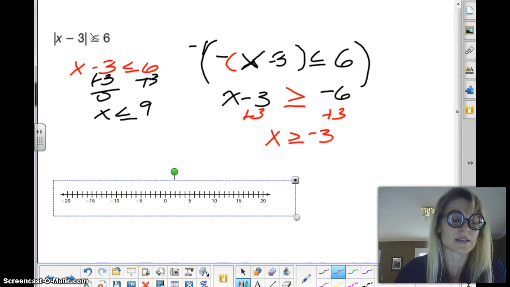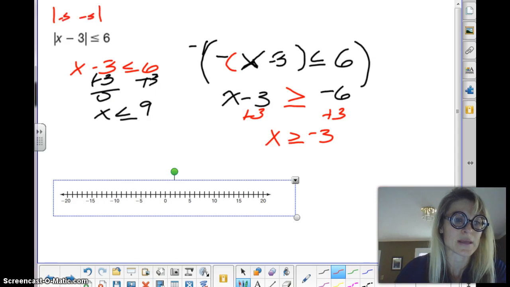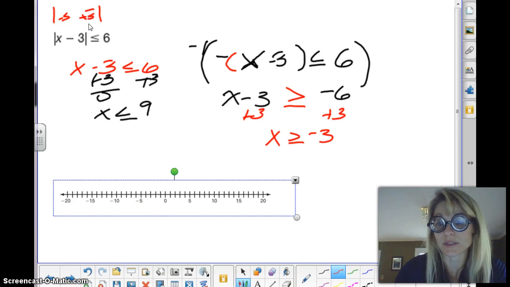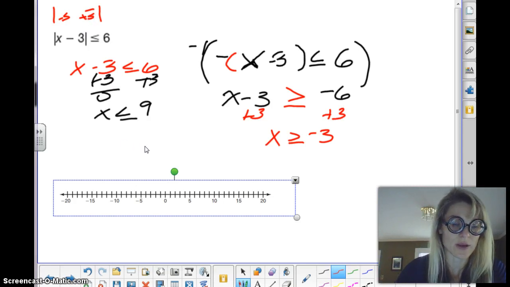So if I plug negative 3 in here, that gives me the absolute value of negative 6, which is 6. And then we can graph it. I have x is less than or equal to 9. So here's my 9.